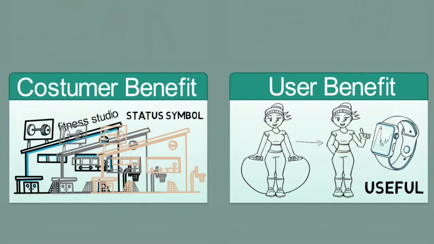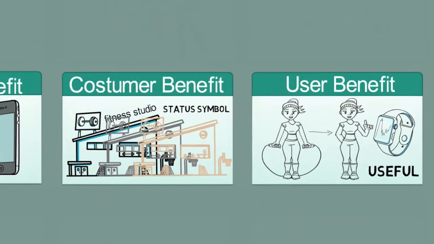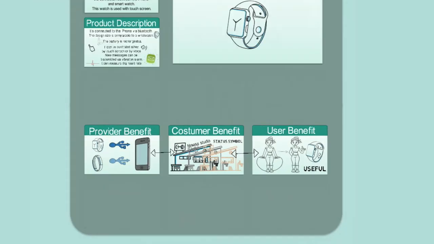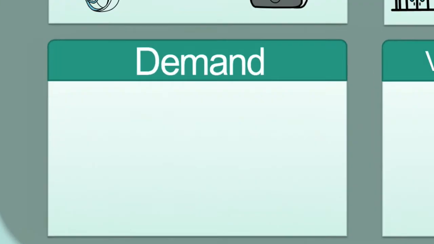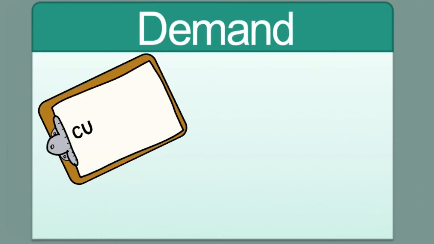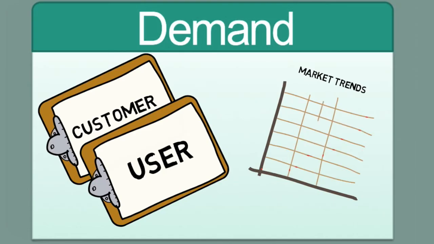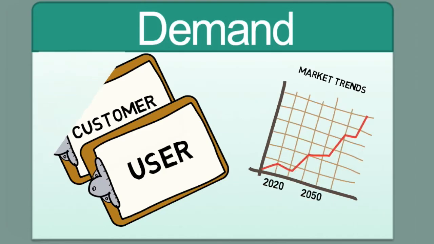Depending on the product, customer and user might be the same. Any conflicts of interest and potential for synergies between provider, customer and user benefits can be compared. Try to combine the interests of these three groups with your product. The demand contains elements like the customer and the user description, the market potential, and market trends. Let's make an example with the Apple Watch.